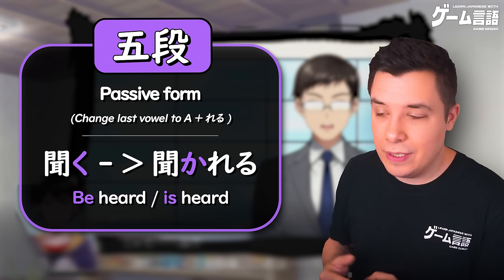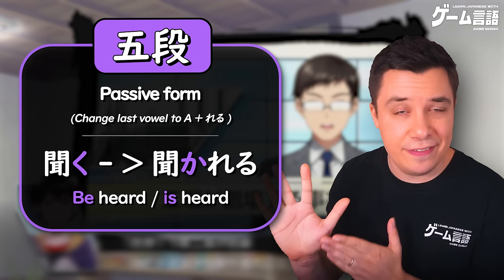And the passive form for godan verbs is actually very similar to what we learnt with ichidan verbs. If you remember, it's rareru.